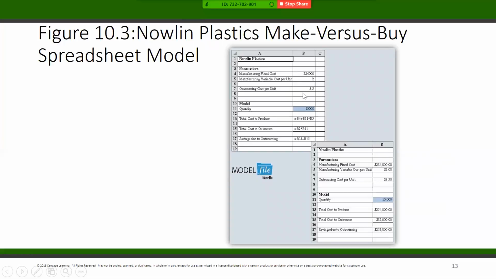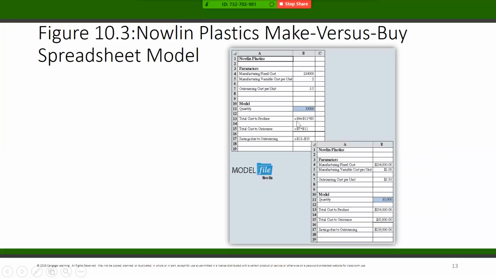Then what we are doing now is putting in the equations for each one of these. So the TMC, we just take the FC plus the VC times Q. The TPC is just P times Q. And our SQ is just the TMC minus the TPC, just the difference between those two. So those are how we do our calculations, and it's real simple.